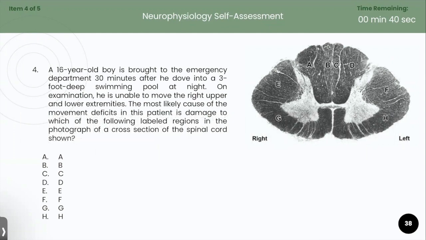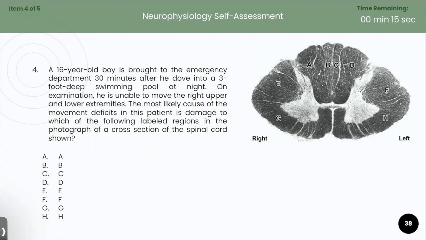All right, so this is the type of question where I mentioned you kind of have to know generalized areas, right? That's kind of the way, because nothing else is very defined because it's not a cartoon image. So in this case, we have somebody who's in a swimming pool. They can't move their right upper and lower extremities. They think that it's because of a movement deficit, right? So I hope that we already know we are looking for a motor tract.